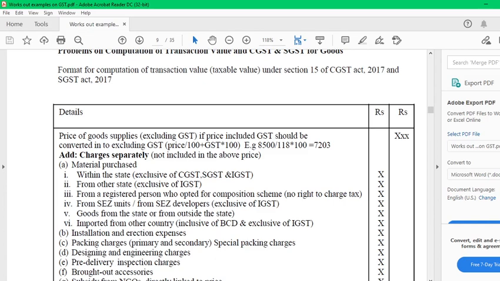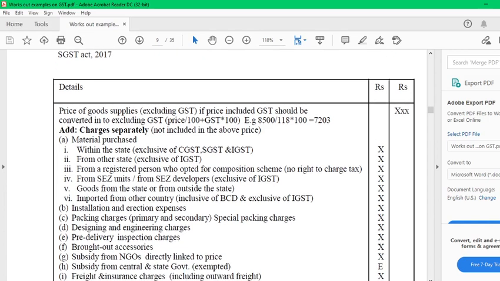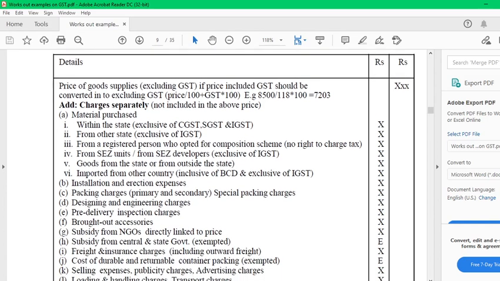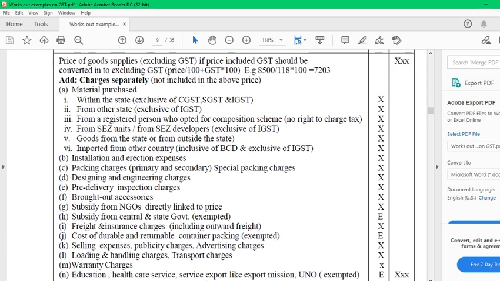Plus charges separately not included in the above price. Example, packing charges, insurance, transportation, installation, designing and engineering, pre-delivery charges, subsidy from NGOs, then freight charges, selling expenses, etc. All these charges are separately incurred for smooth flow of goods or transactions between the states or within the state. All such expenses should be added to the price.